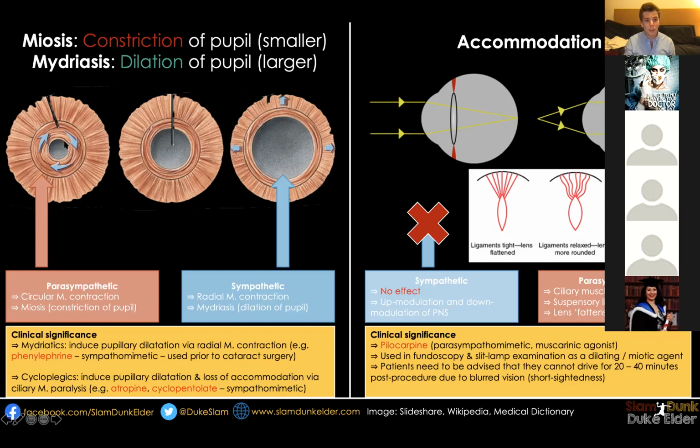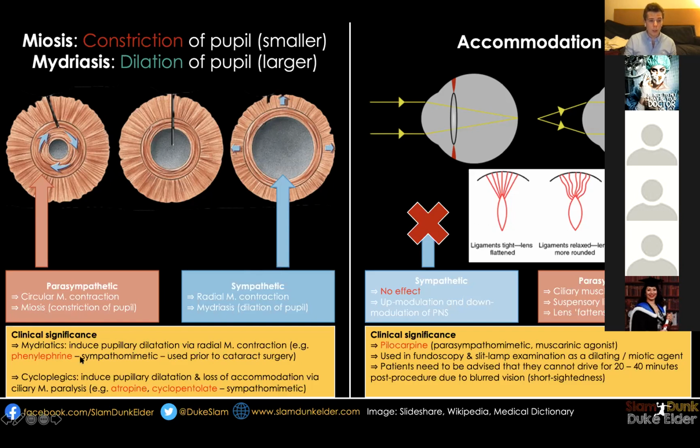So miosis makes the pupil smaller, and it's primarily the circular muscles contracting, which are under parasympathetic innervation. However, if you want to make the pupil larger, like you're under the influence of crack or heroin, the sympathetic fibers act on the radial muscles and tug open the pupil. So radial muscle contraction leads to dilation, and circular muscle contraction leads to miosis.